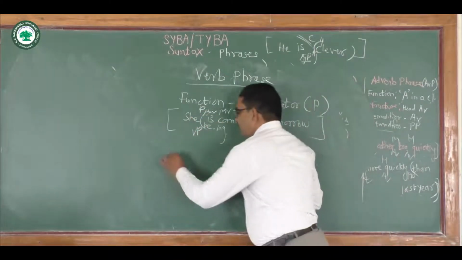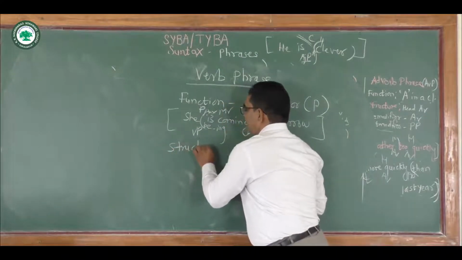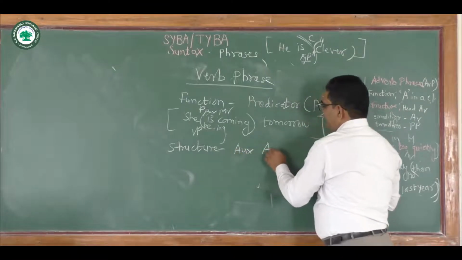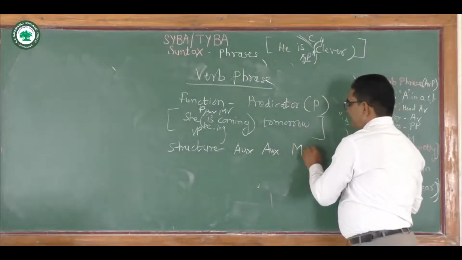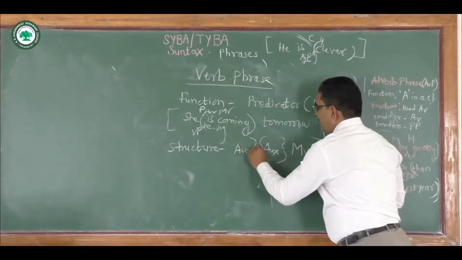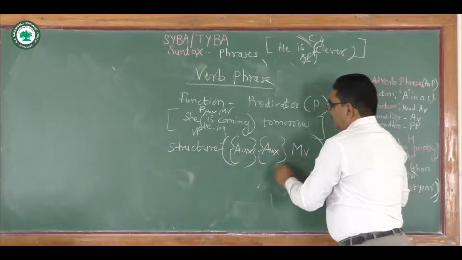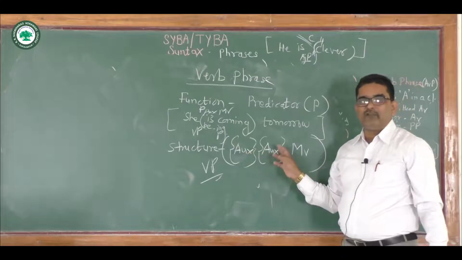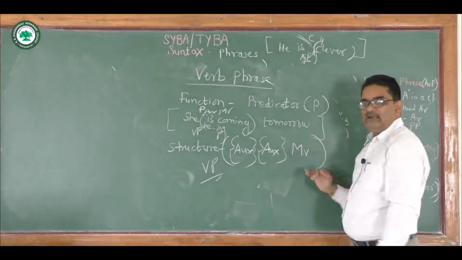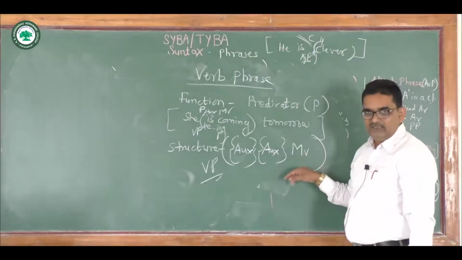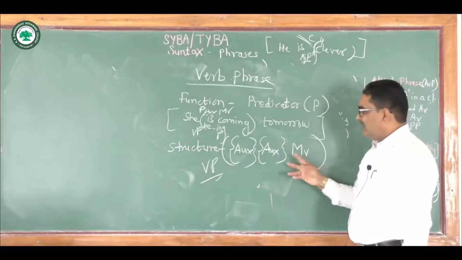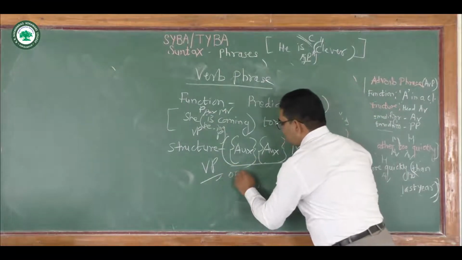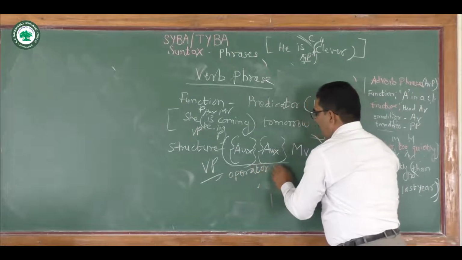Then next I would say, what is the structure? The structure of the verb phrase is auxiliary plus main verb. The main verb comes at the final position, and before it are the auxiliaries. They are also identified as operator verbs.